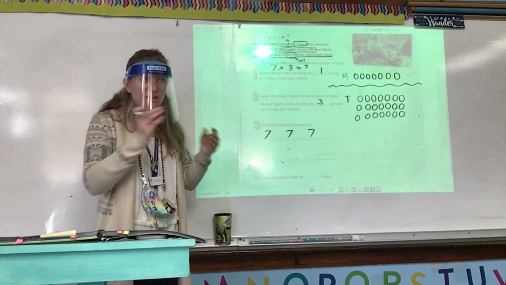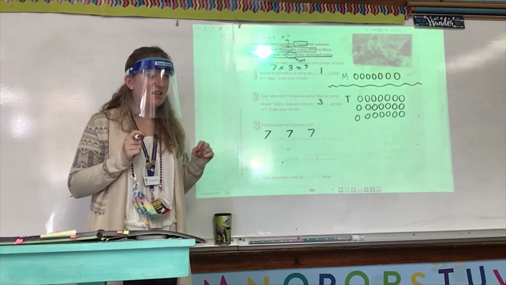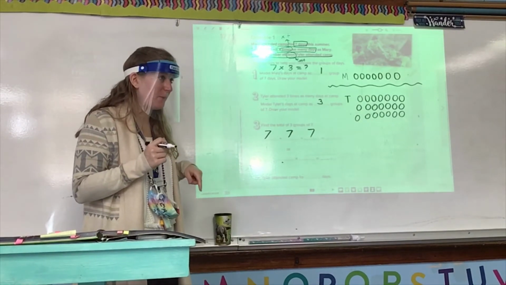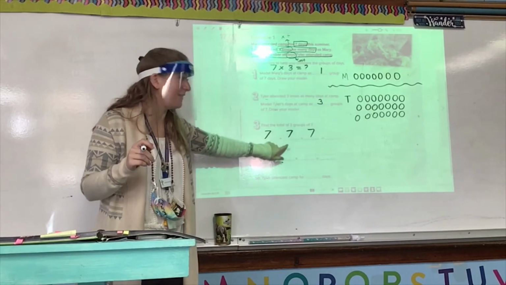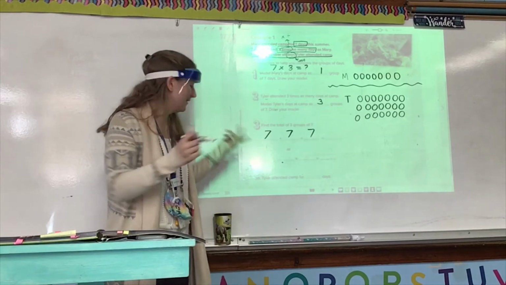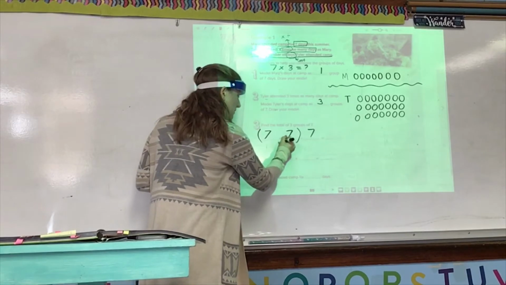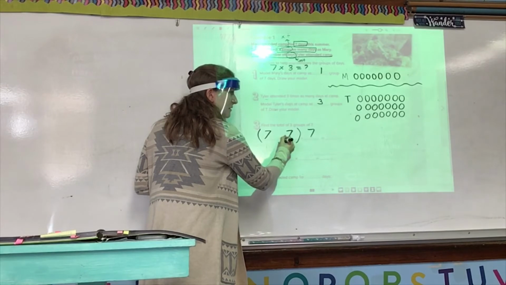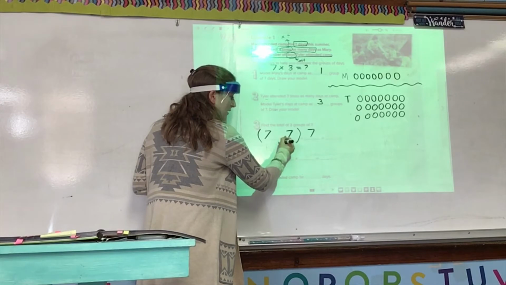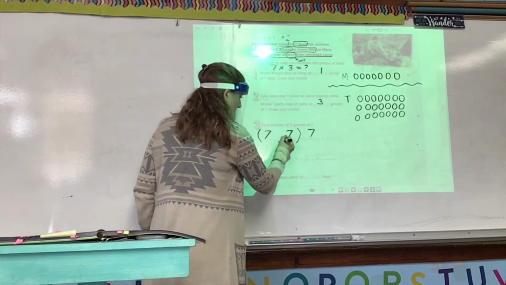Well, is it easy to add three numbers at once in our head? No. So what should we do? We should use the associative property to make groups, right? So what group do you want to do first? 7 plus 7 or 7 plus 7? 7 plus 7. 7 plus 7 is what? 14. We're going to write it small.